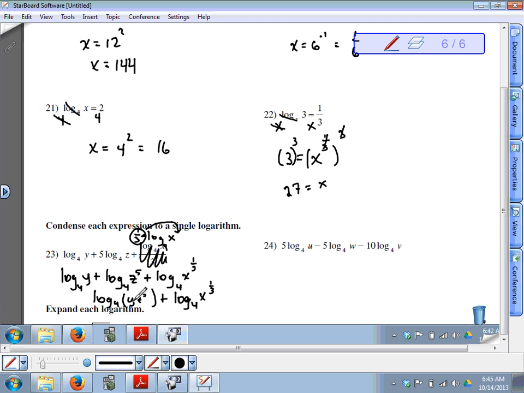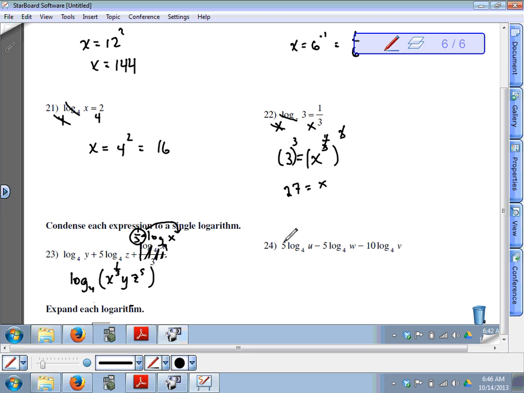Now to condense these two logarithms, there's a plus sign between them as well, which means that the expressions inside the logarithms form a product. X to the 1/3 is going to multiply y z to the 5th. So the final answer here is going to be the log base 4 of the product x to the 1/3 times y times z to the 5th. Now if you wanted to write x to the 1/3 as the cube root of x, that's fine. Or you can leave it as x to the 1/3.